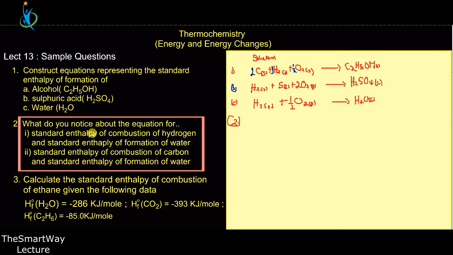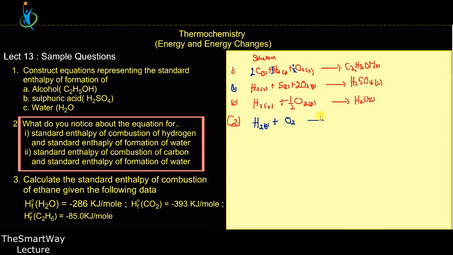Okay, so standard enthalpy of combustion. Combustion means that we are burning it in what? In oxygen. Okay, so we are going to get this. I'm burning the hydrogen in oxygen, and hydrogen exists as a gas. That is the state of hydrogen, and I'm burning it in oxygen. That is combustion. Combustion means that we are burning a substance in oxygen.